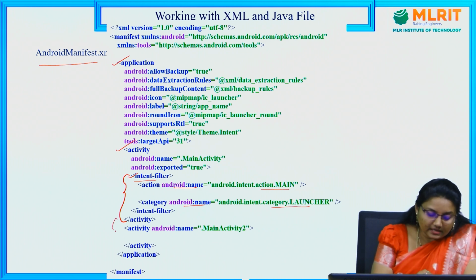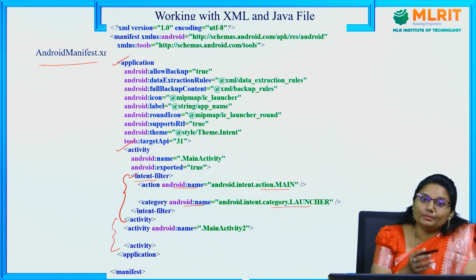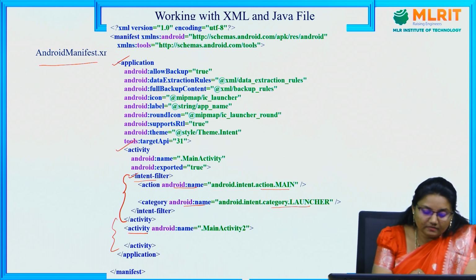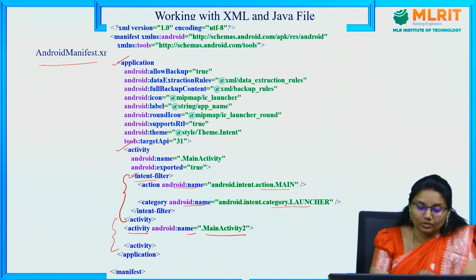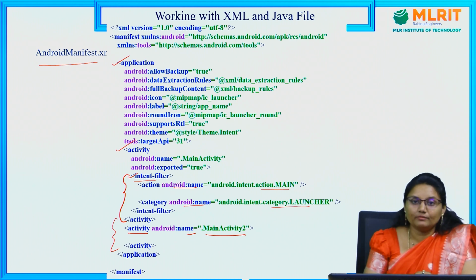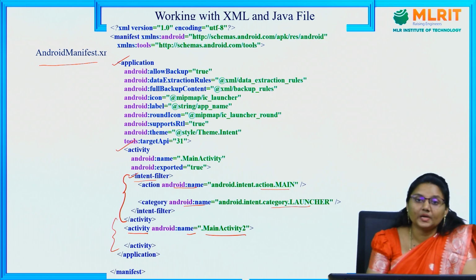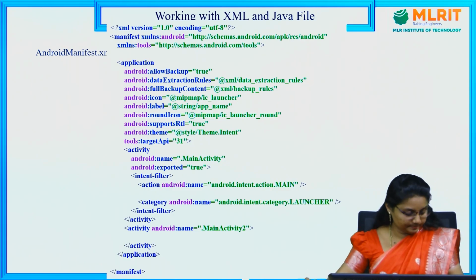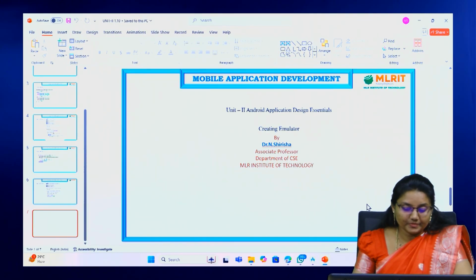These activities are common, because apart from MainActivity1 we are also using MainActivity2. So in this activity we are going to give the activity Android name .MainActivity2. These are the changes we have to make in the Android manifest file. So let us see the execution of how these are being used.